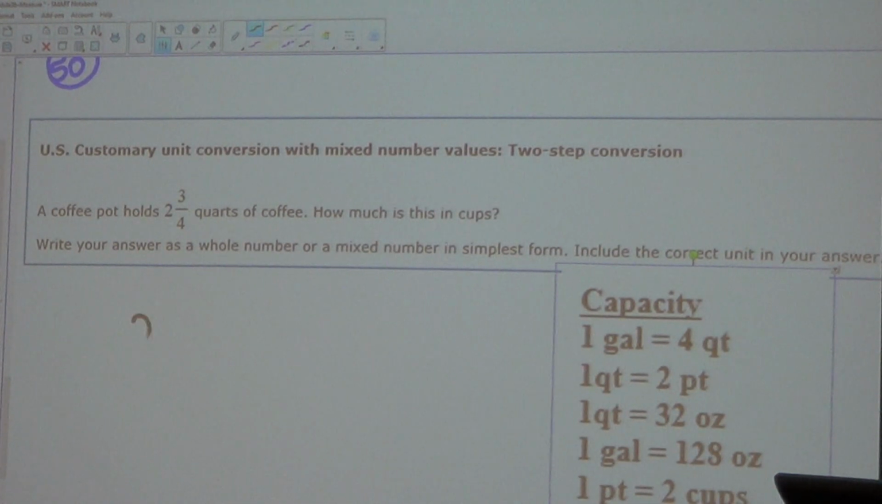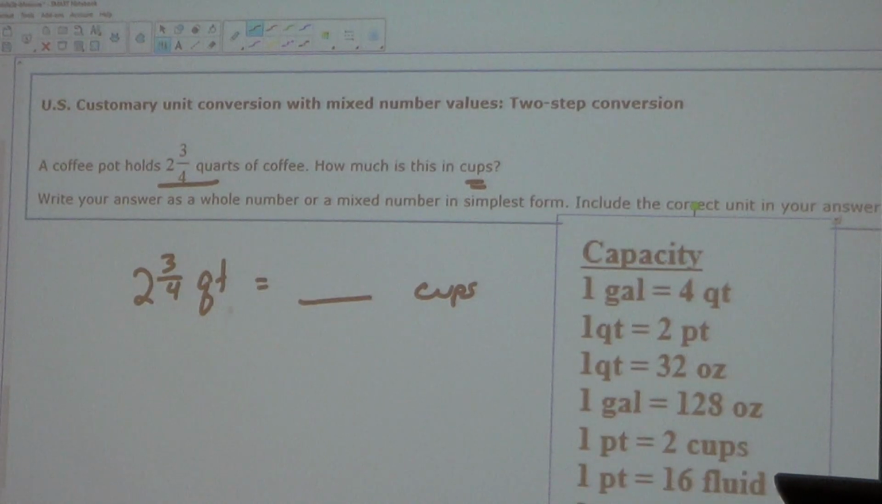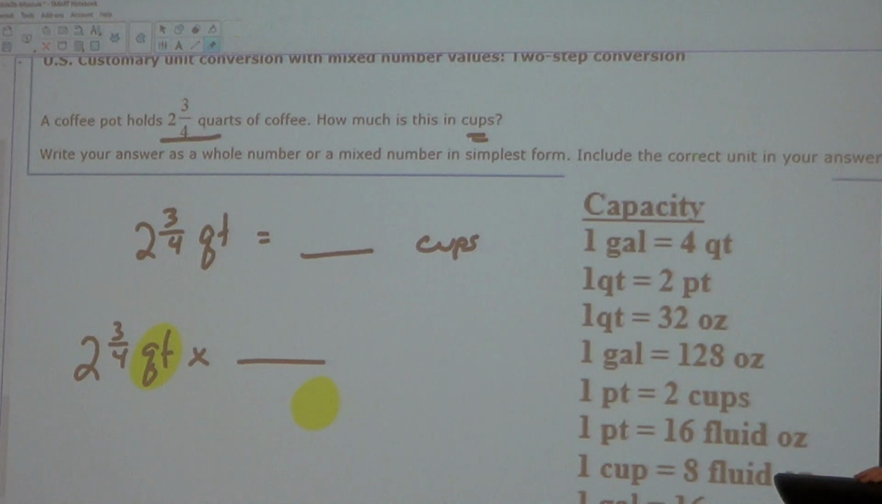So, we have 2 3/4 quarts of coffee, and it says how many cups is that? That's my problem. So, I'm going to start off by doing 2 3/4 quarts times a little something something. What word goes in the bottom? Quarts. Whatever word this is, that's the word that's going to go in the bottom. And whatever goes on top is what we're trying to find.